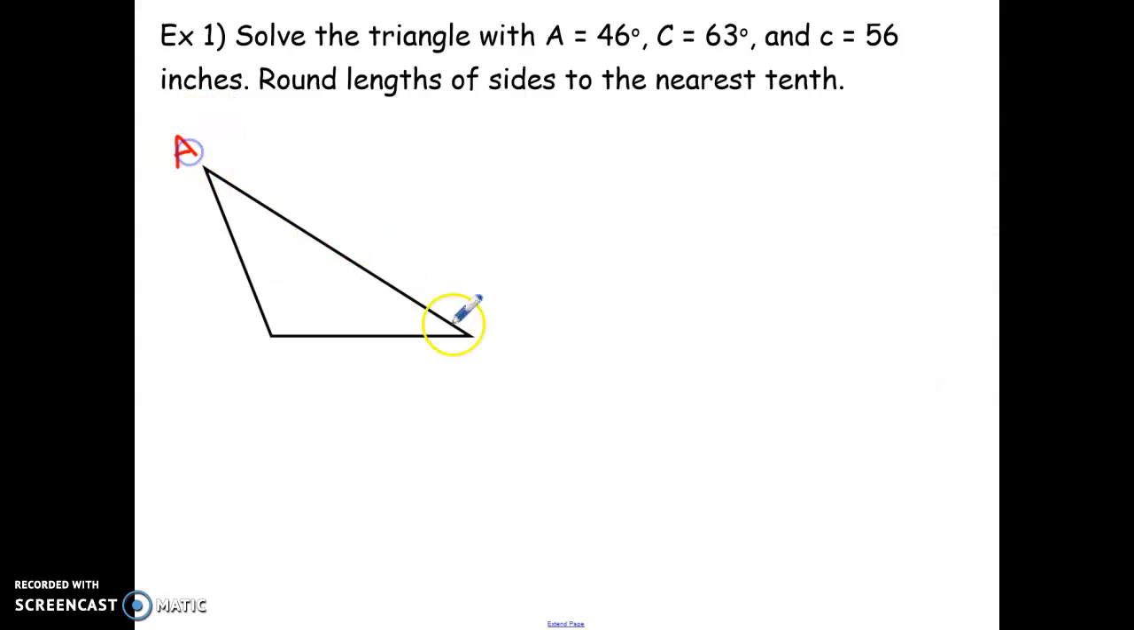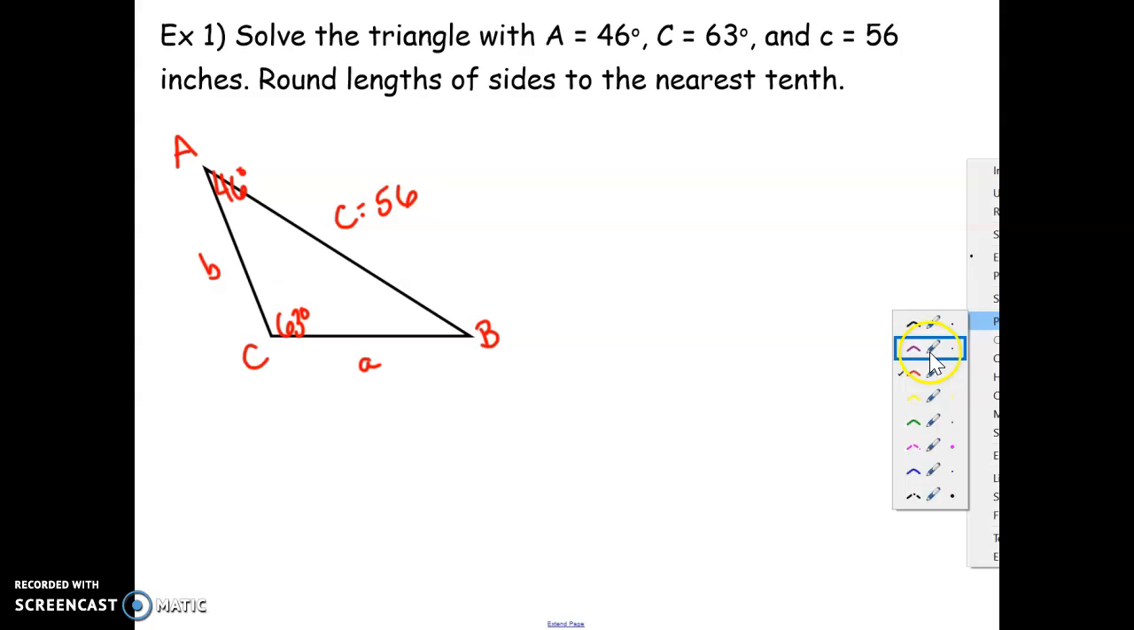I'm going to do angle A, angle B, angle C, and then the sides are directly across from those angles. And I'm going to label what I know. So angle A is 46 degrees, angle C is 63 degrees, and side C is 56. So we need, in the end, to have answers for the missing sides and angles.